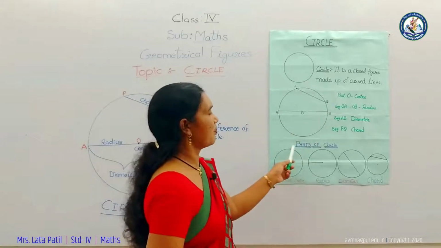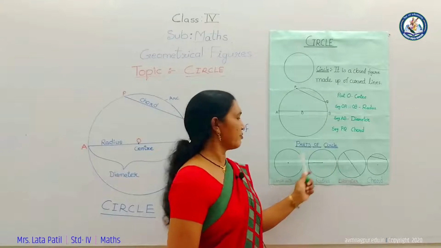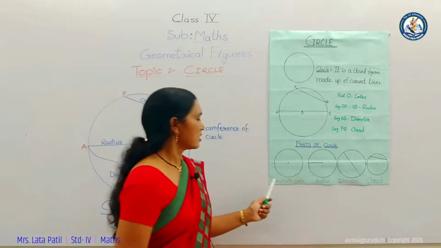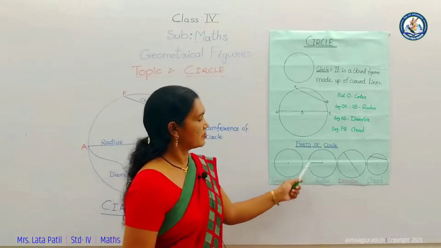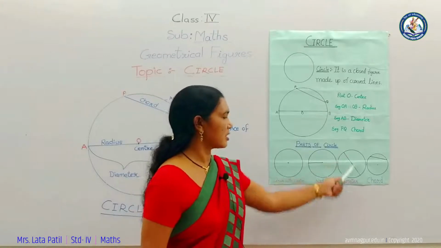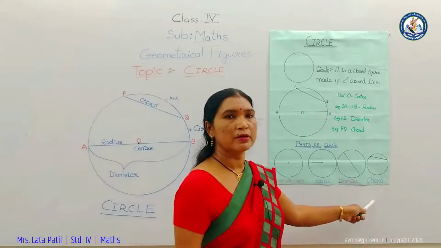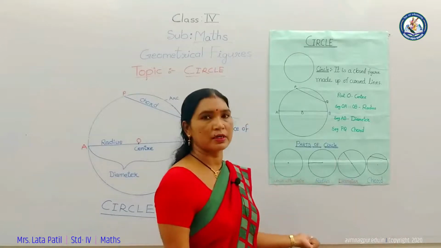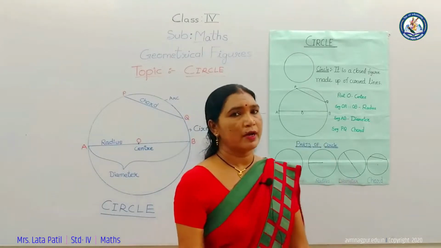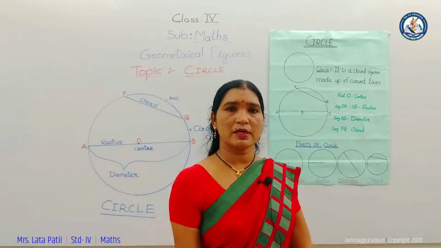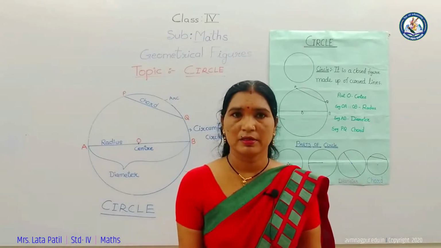Now here are the parts of a circle. I have drawn here separately a circle with center, a circle with radius, a circle with diameter and a circle with chord. These are the parts of a circle. Now students, I hope you understand what is a circle and the parts of a circle. Thank you.